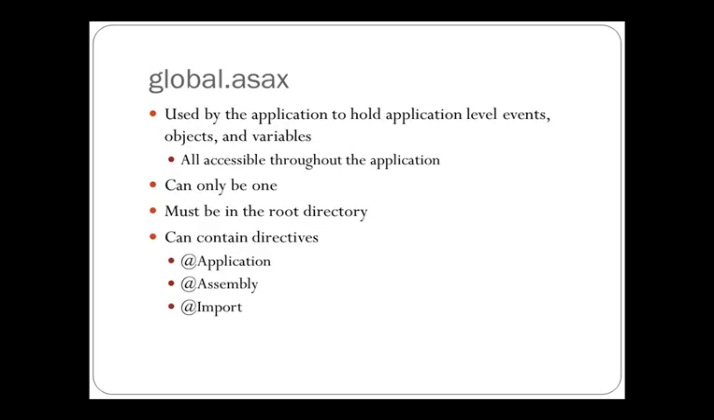The global ASAX file. This is used by the application to hold application level events, objects, and variables. It's all accessible throughout the application. Basically it takes care of session as well as application events. There can only be one global ASAX, and it must be in the root directory.